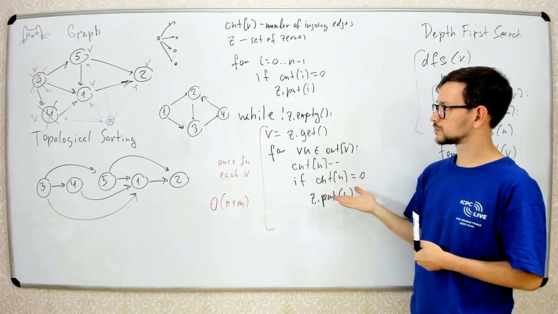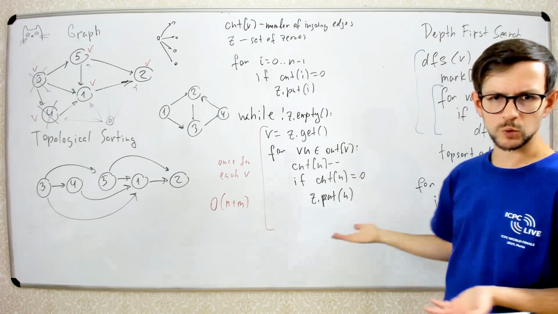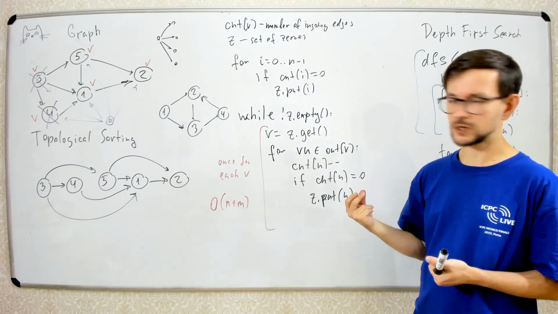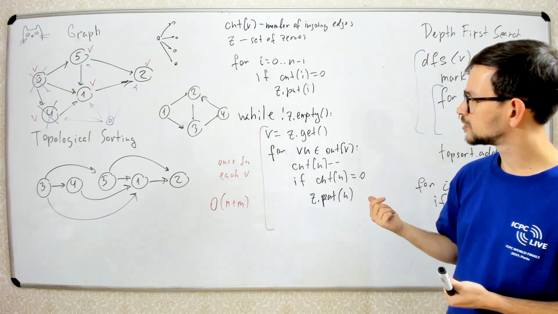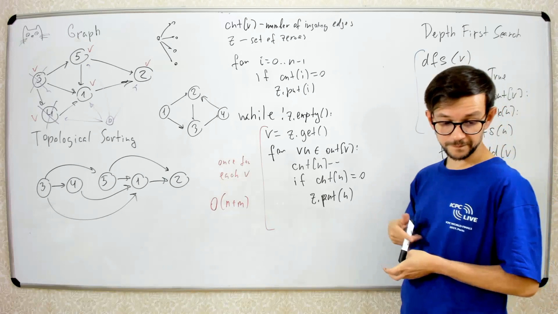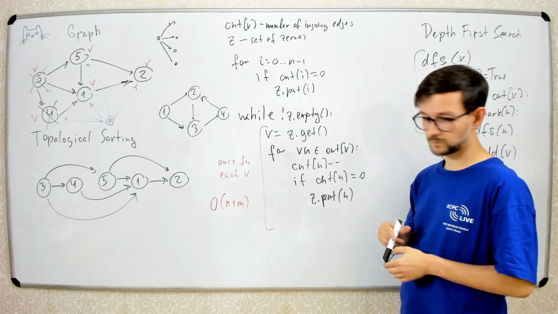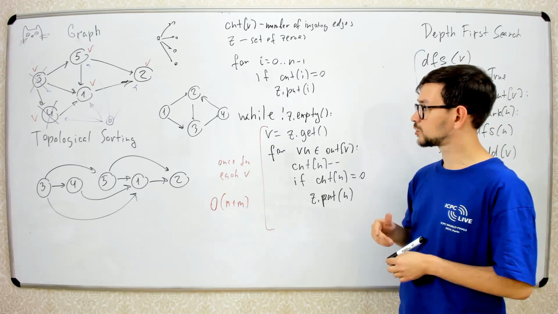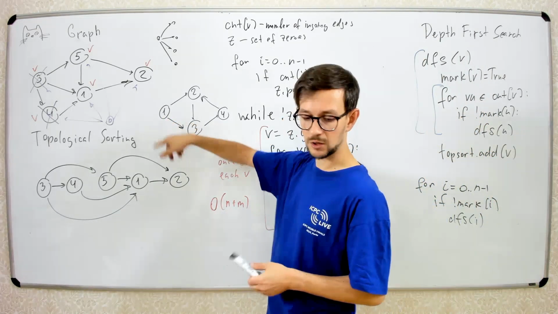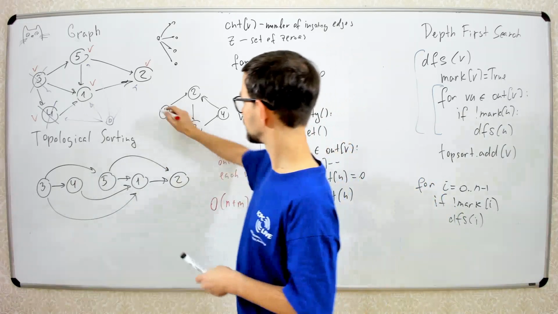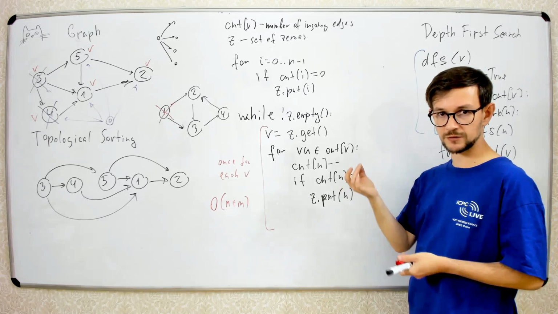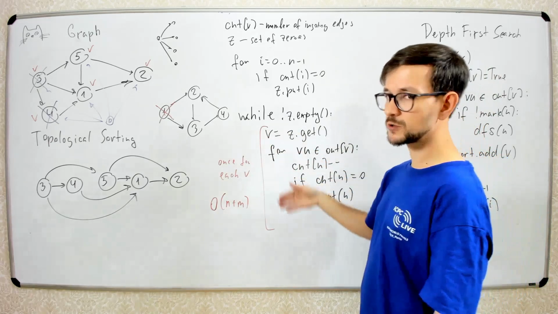It will not break. So it will end. Add this node 1 to the list, then remove it, and now the set Z is empty. So it will stop after ending. It will add some nodes to the topological ordering, but not all of them.